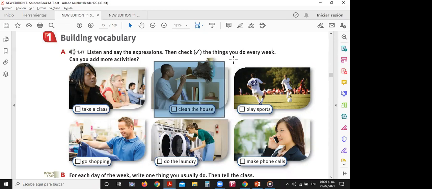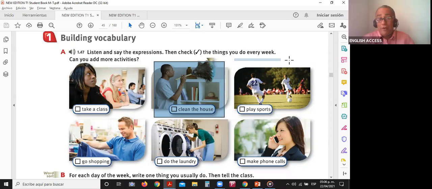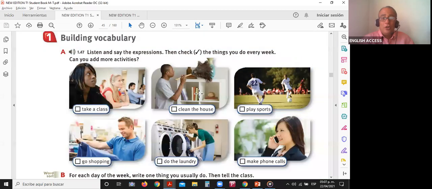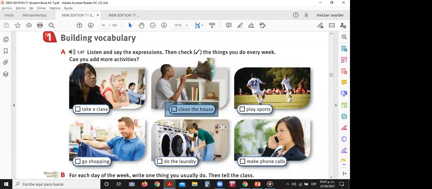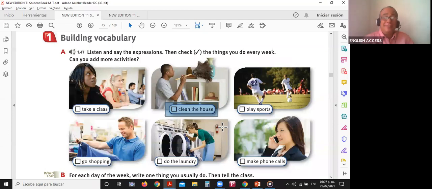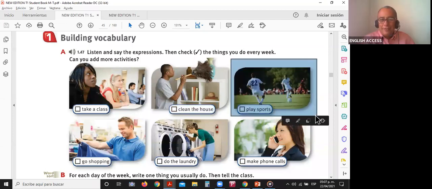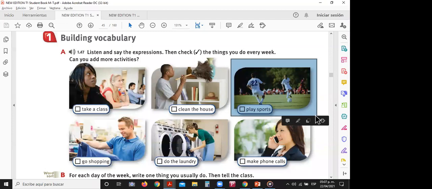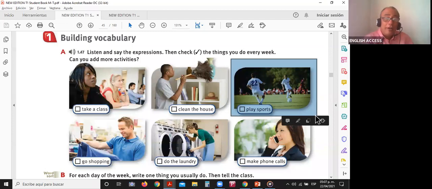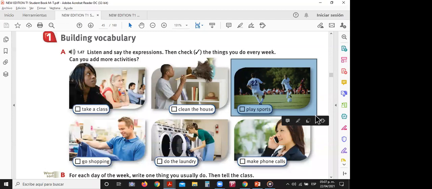No? What about clean the house? Do you clean your house, Antonio? Do you clean your house? Yes or no? Do you clean the house? Yes. Really? What about play sports? Yes. Okay. What sport do you play? Do you play soccer, baseball? What sport do you play? Play soccer, he plays basketball. Oh, very good.